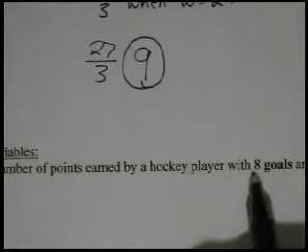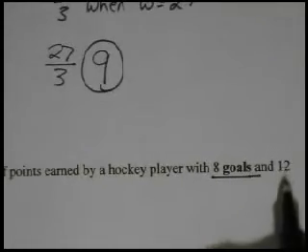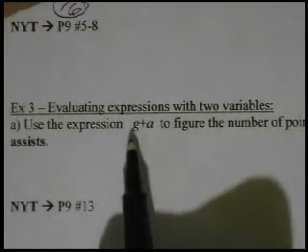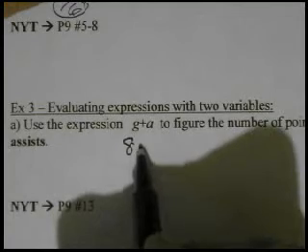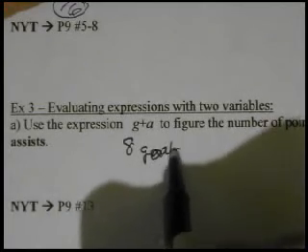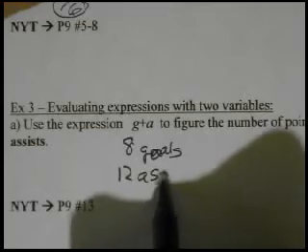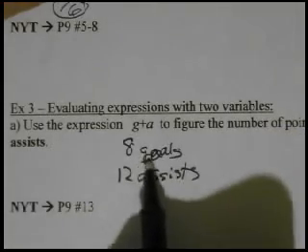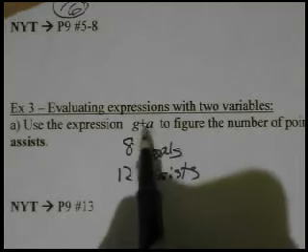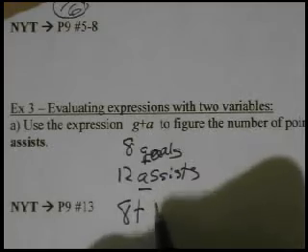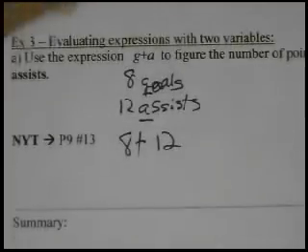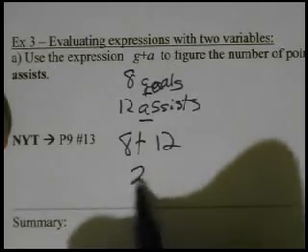G plus a is used to figure the number of points earned by a hockey player with 8 goals and 12 assists. So we have 8 goals and 12 assists. What do you think the G and the A stand for? If you guessed goals, 8 goals, and assists, 12 assists, that's the G and that's the A. So G plus A, goals plus assists, would be 8 plus 12. When you add your 8 plus 12, you should get 20.